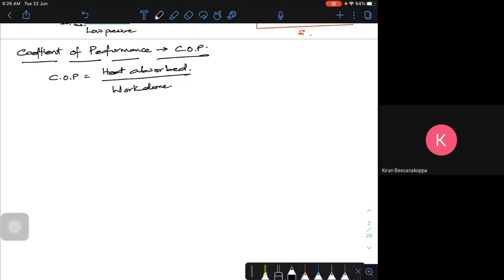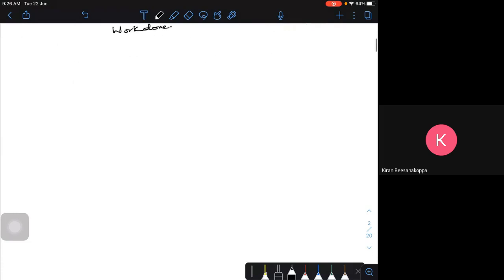Higher this number, better the performance of that particular refrigerator, whatever it is. Why? I am able to remove more heat by doing less work. That's the meaning of it. So the coefficient of performance is the ratio of heat absorbed to work done. Now let us write the mathematical equation for the reverse Brayton cycle.